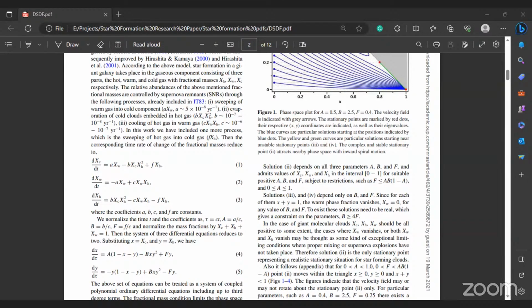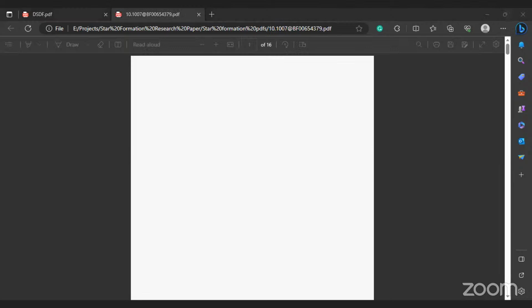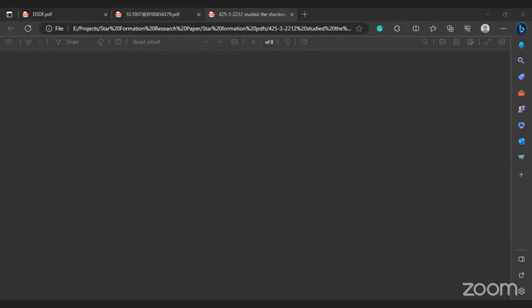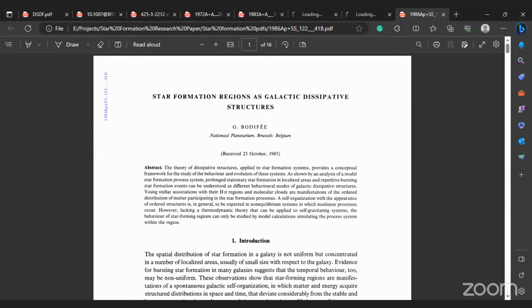Okay, so right now I'll be opening all the papers that I have with myself on star formation. I'll tell you which papers you can go through, and based on that we can finalize it.